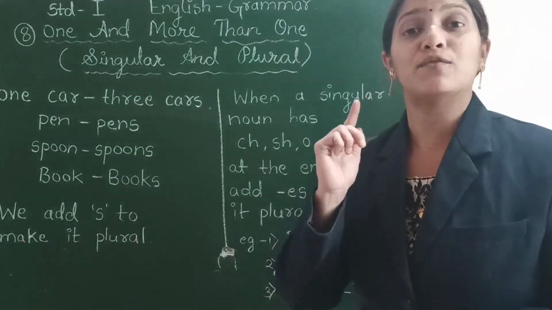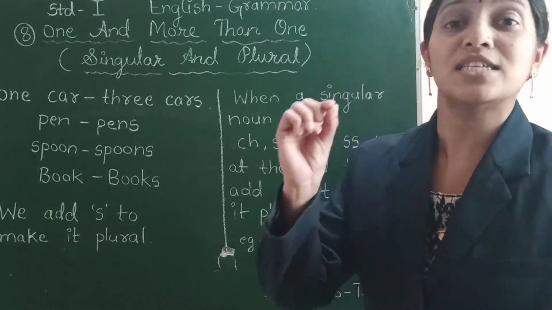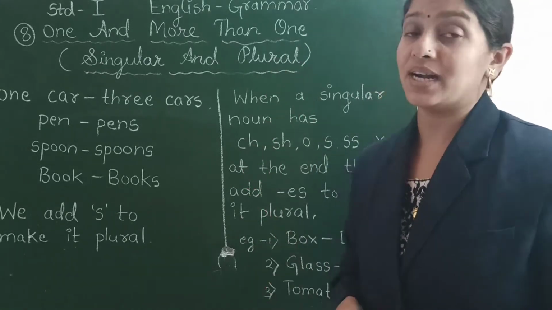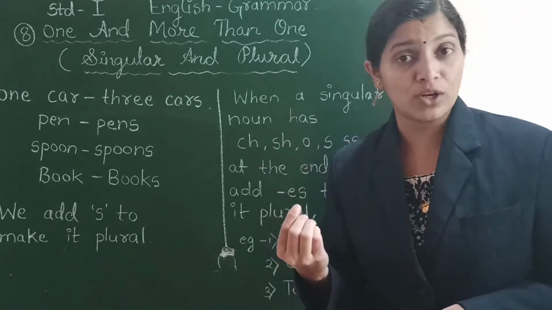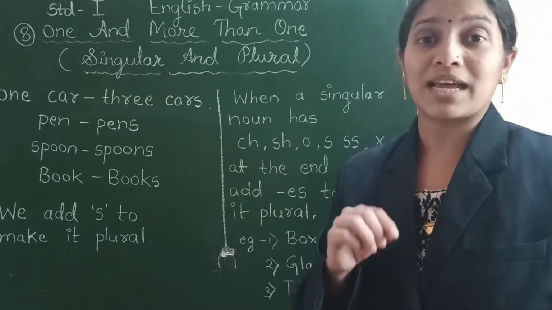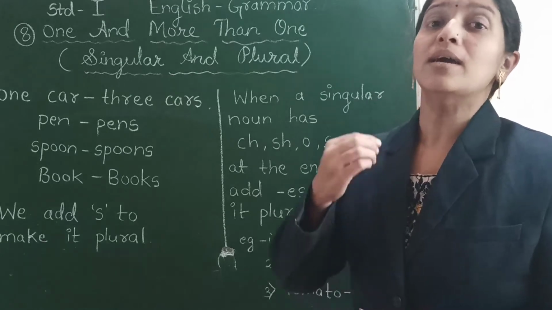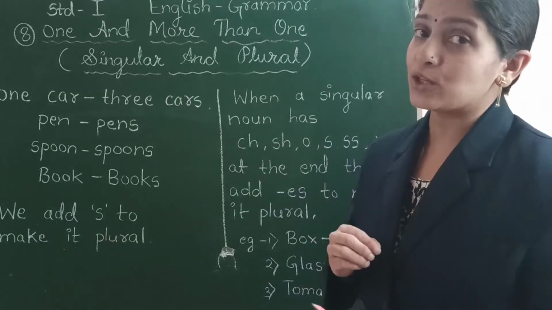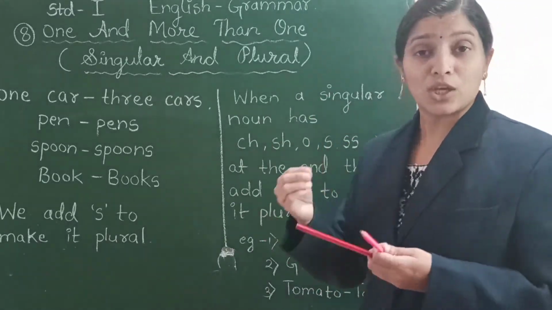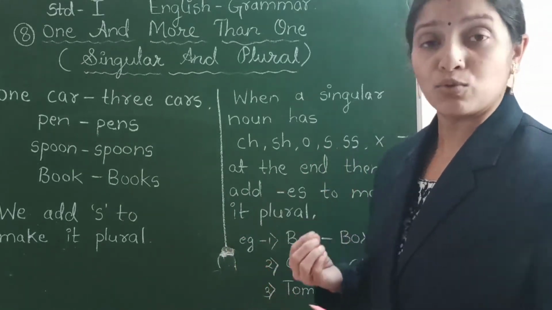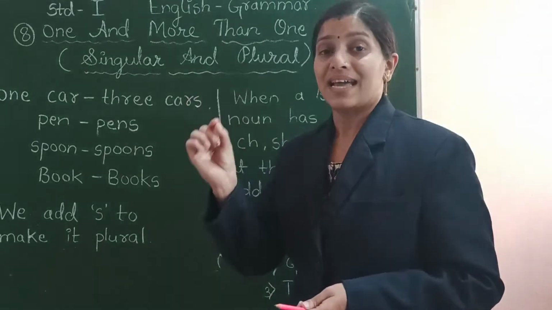When I have any one object, I will call it in a singular form, that is a pencil. But if I have more than one object of the same type, then I will call it in the plural form. I will call it pencils. What will I do to convert the singular noun into plural form? For some nouns, I have to just add an s.